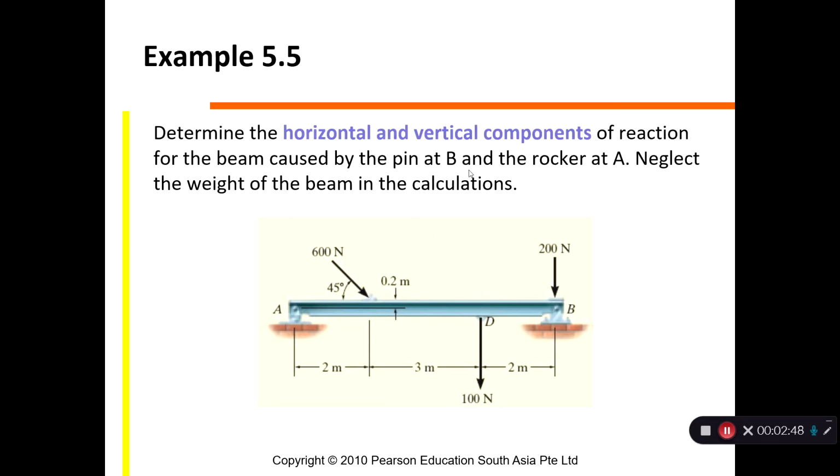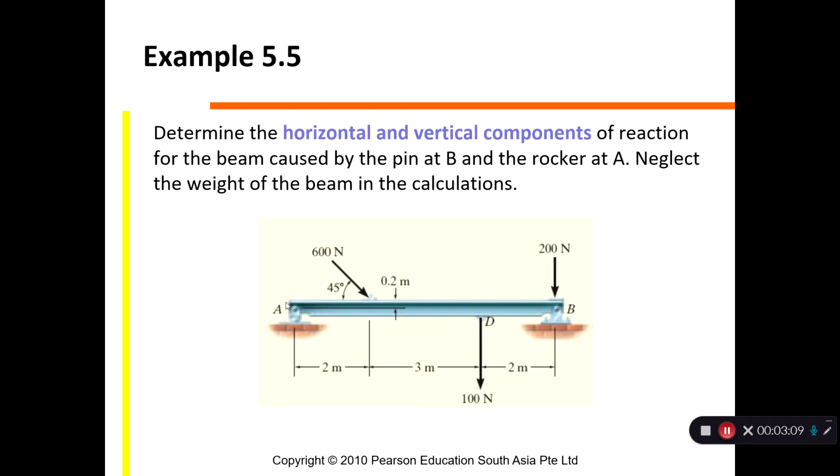Determine the horizontal and vertical components of reaction for the beam caused by the pin at B and the rocker at A. Neglect the weight of the beam in the calculations. Okay, so determine the horizontal and vertical components of reaction at B and A.